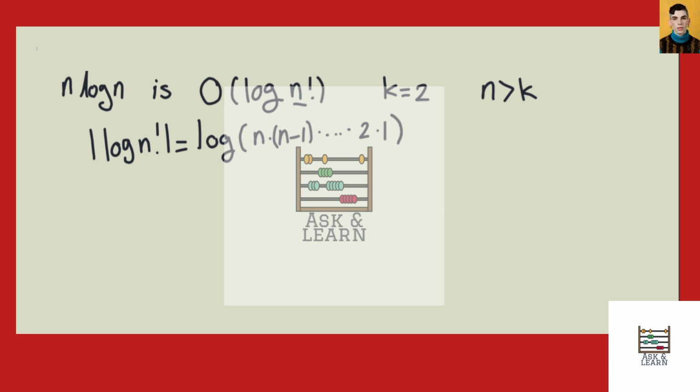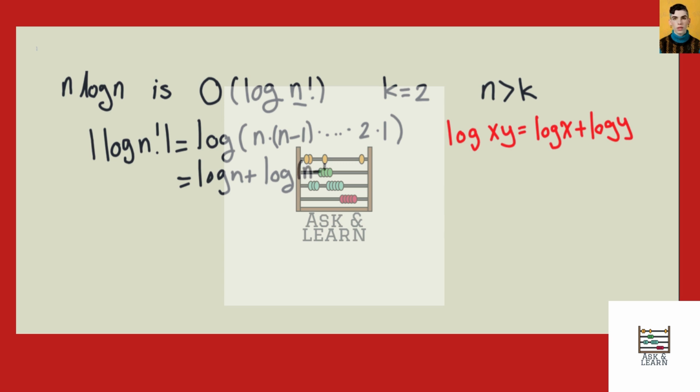Okay, but we know that we have this little rule, that the log of a product is equal to the sum of the logs. So we're going to use that little rule to turn this into the log of n plus the log of n minus 1 plus all the way down to log 1.